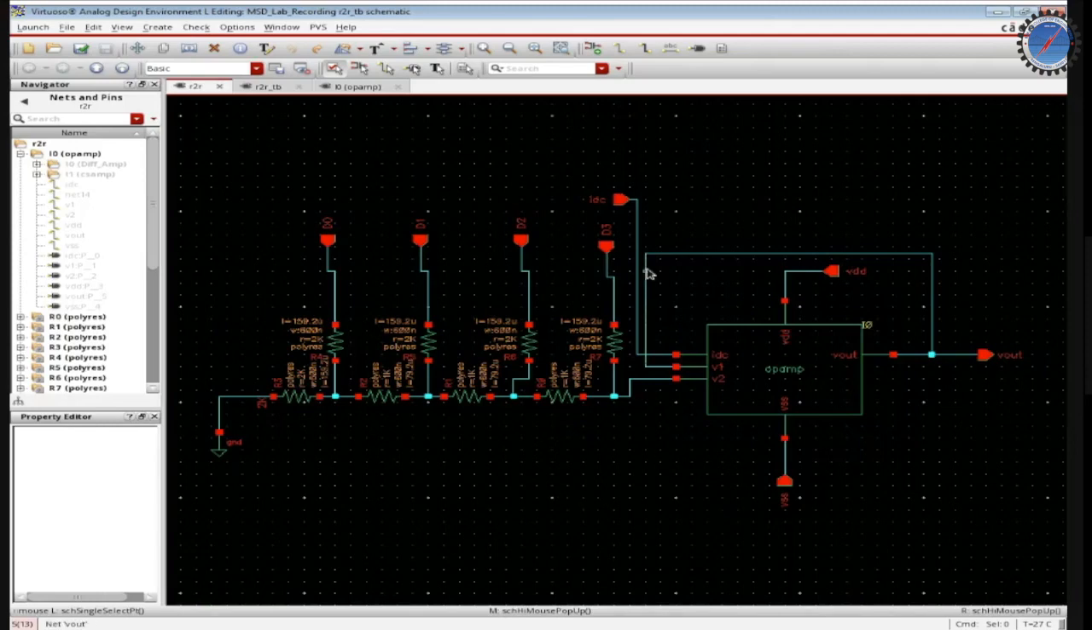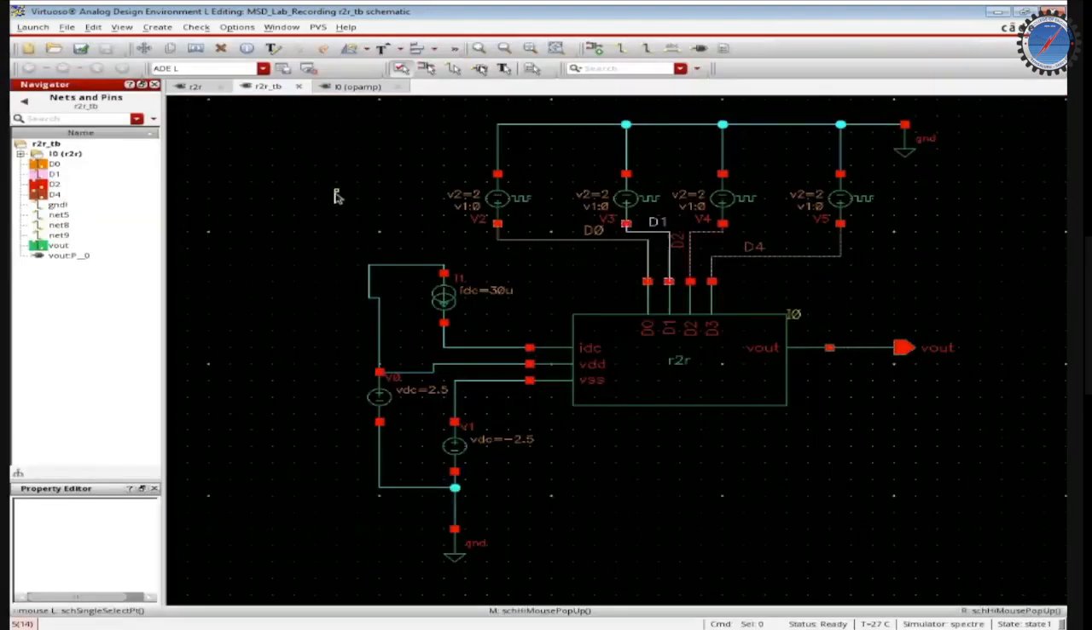Now let us look at how you can build a test bench around this and test it. The inputs are going to be the 4 bits D0 through D3, the bias current IDC, and the power supplies VDD and VSS. These have to be defined.